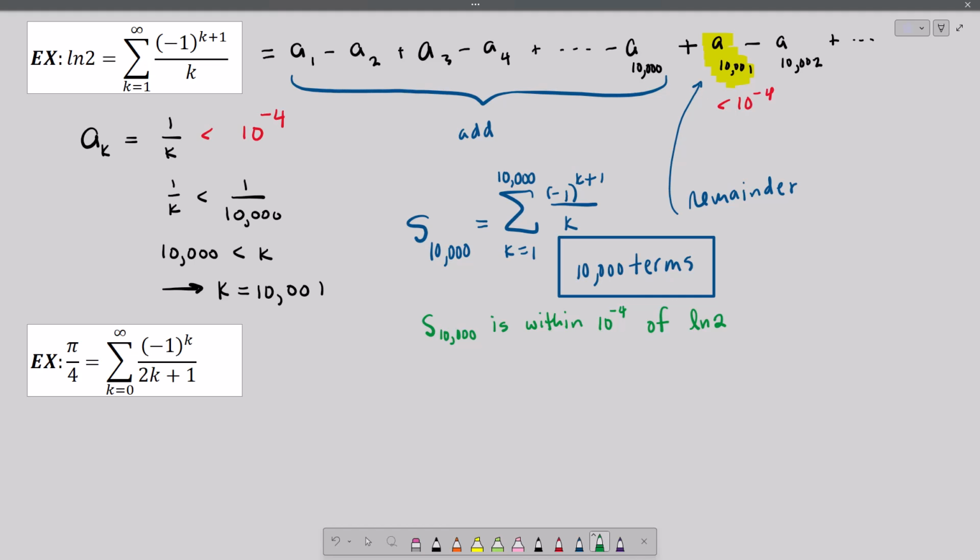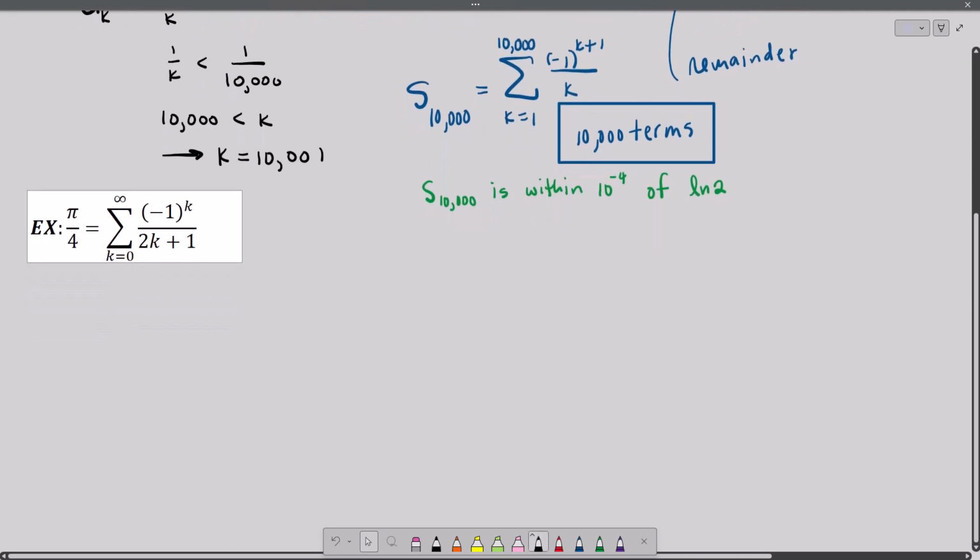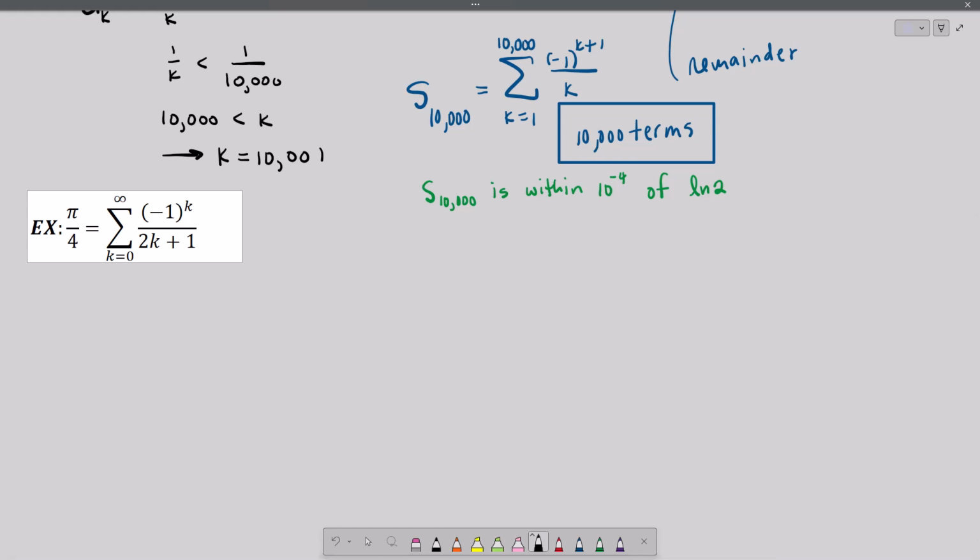So this is the minimum number of terms that we add together to be within 10 to the negative 4 of the sum of the series. Well, let's try another one. These are definitely a little tricky. So notice that this one starts at 0, so we're going to have to deal with that counting issue where we're shifting things around.